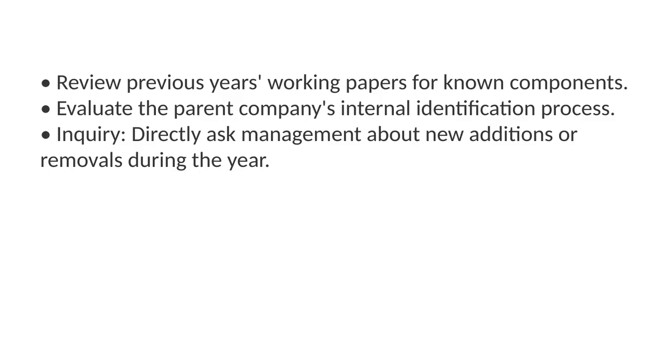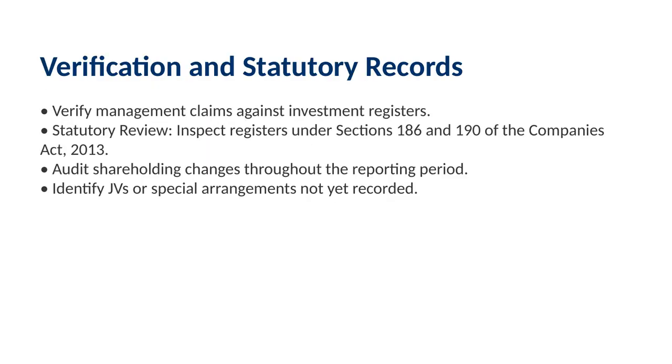The auditor should start by looking backward and outward. First, review your own working papers from previous years to identify known components. Then, look at how the parent company itself identifies its components. What is their internal process? Next, get proactive. Talk to management. Ask them directly if any new components were added or if any were removed during the year.